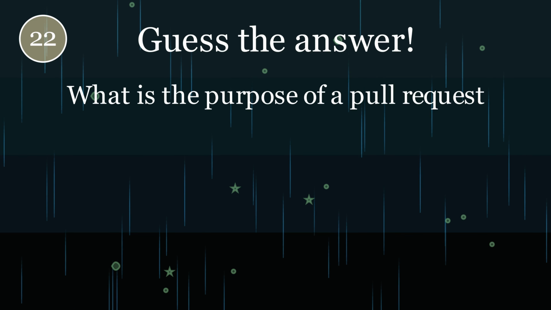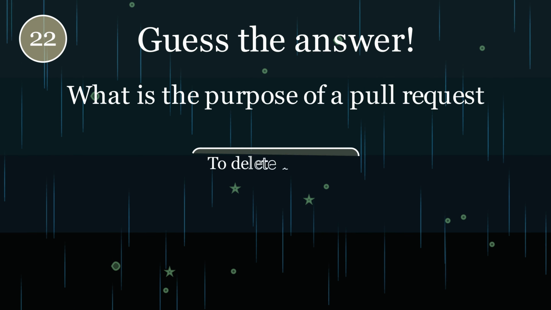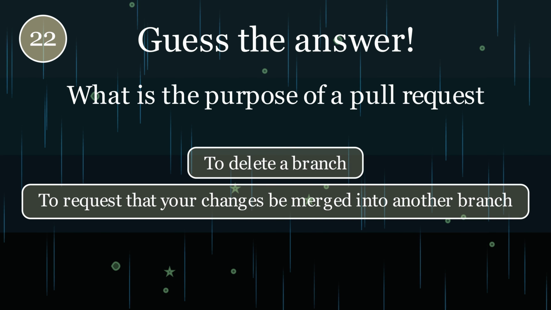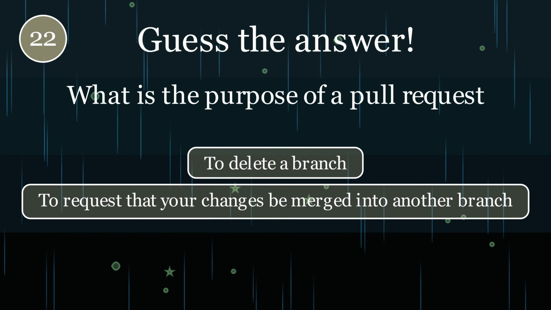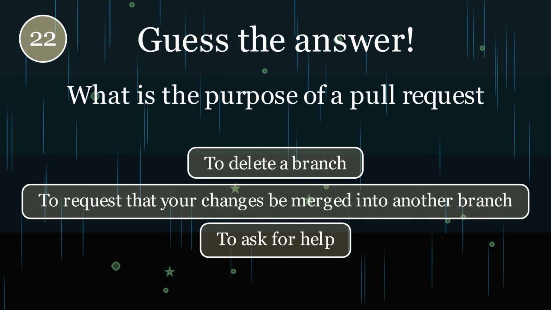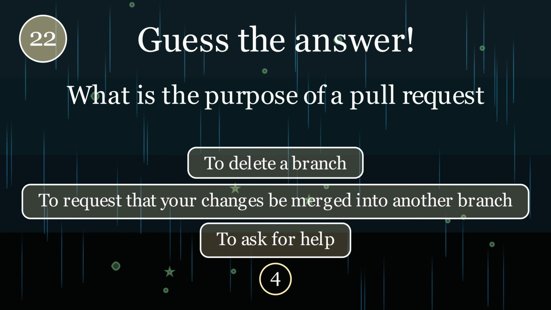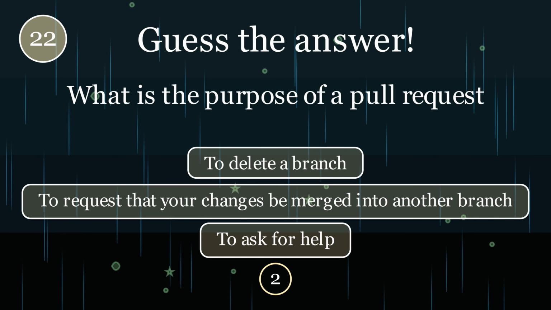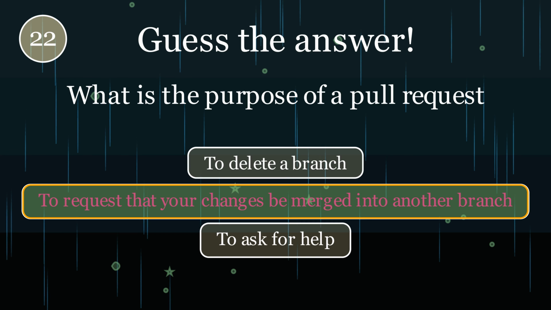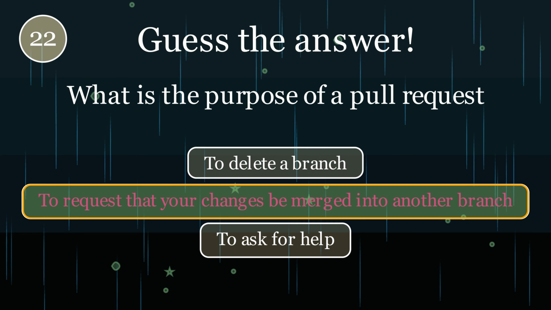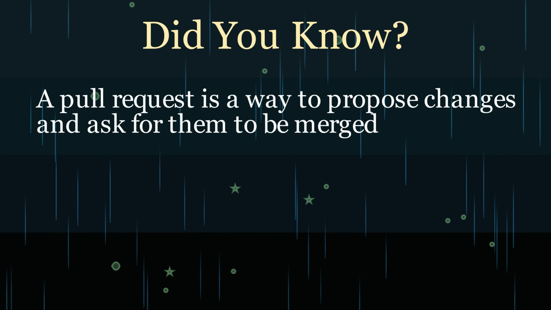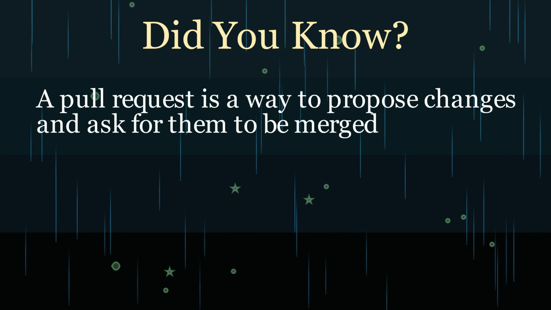What is the purpose of a pull request? To delete a branch. To request that your changes be merged into another branch. To ask for help. The correct answer is to request that your changes be merged into another branch. Knowledge boost. A pull request is a way to propose changes and ask for them to be merged.